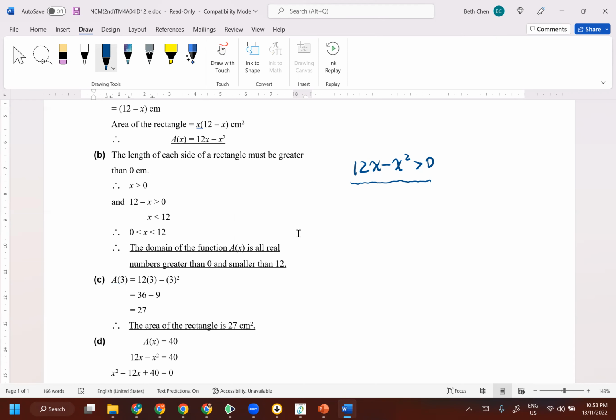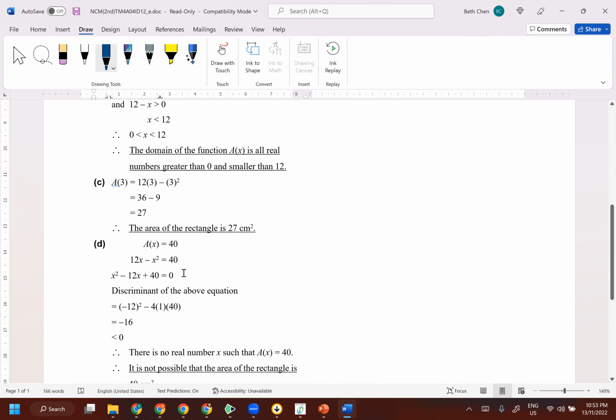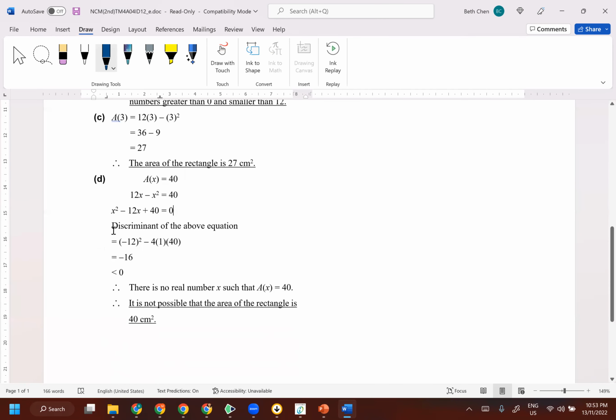Not easy. Part C. The area when x equals 3. Substitution. In here, you do not write unit. In the statement, you write unit. Part D. If the area is 40, can you find x? This is an equation. You find it. And then when you are solving, you find, oh, it's impossible. It's impossible to find the root, a real root. Therefore, you say, oh, the discriminant is negative. Therefore, nothing satisfies. There is no real number x.